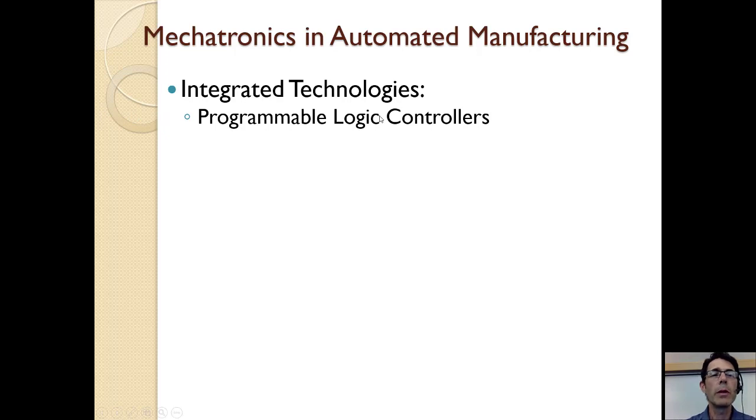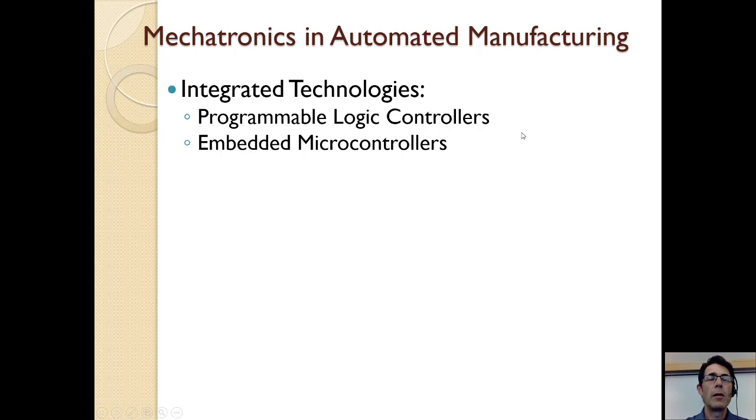So we see programmable logic controllers used extensively in systems. Embedded microcontrollers can be used either instead of PLCs or in some cases in combination with PLCs. Microcontrollers have certain advantages and PLCs have other advantages. Sensors are huge. They're everywhere. They're sensing light and position, and little magnetic sensors and temperature sensors. So there's a tremendous number of sensors involved.